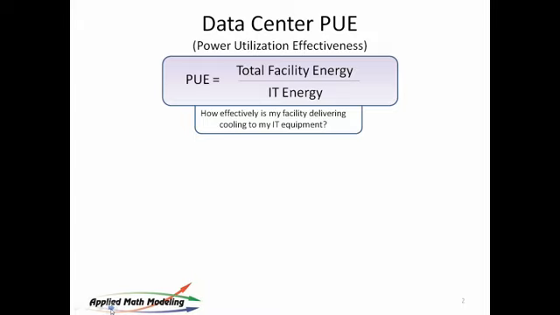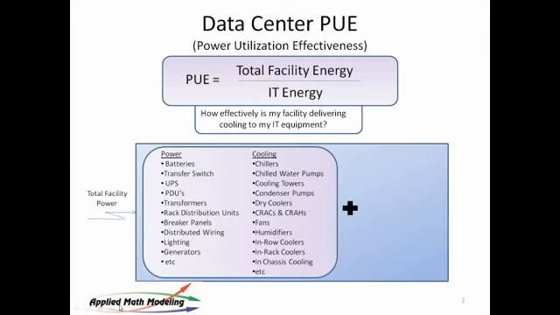So the first one we'll do is PUE. PUE is total facility energy divided by IT energy. It's really a measure of how effectively the data center is delivering cooling to the IT equipment itself. The total facility power is made up of the IT equipment plus everything else that takes energy, such things as batteries and PDUs and transformers, and of course the cooling system.